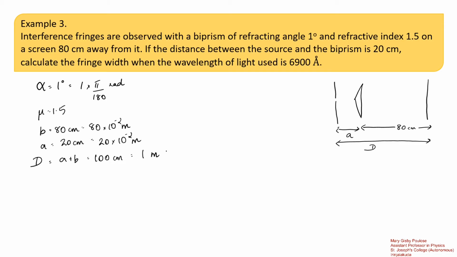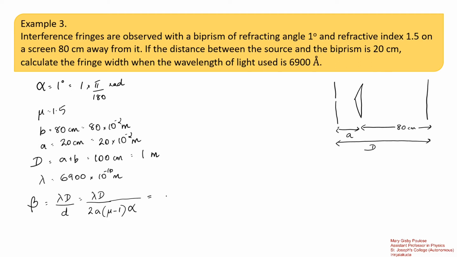Now, what do we have to do? We have to calculate the fringe width when the wavelength of light used is 6,900 angstrom. Again, the given parameter is lambda, 6,900 into 10 raised to minus 10 meters. To calculate fringe width, we have the expression beta is equal to lambda capital D divided by small d. Small d can be written in terms of refracting angle as 2a into mu minus 1 alpha, right?